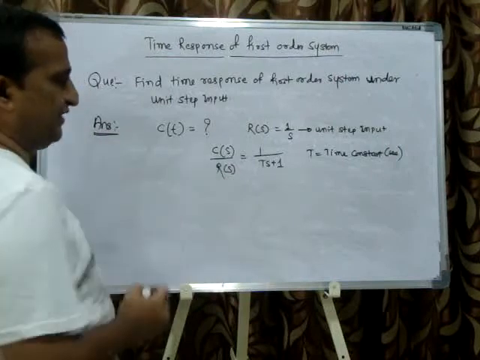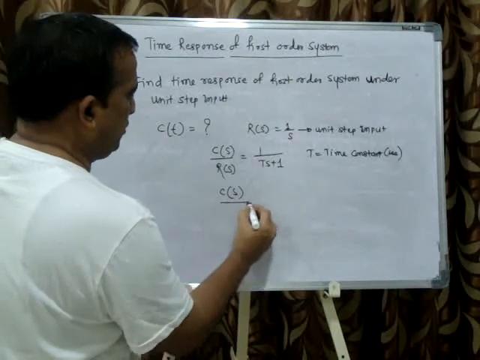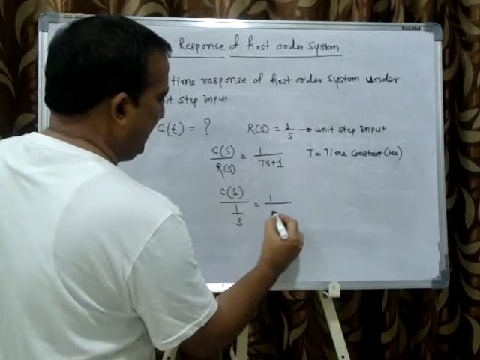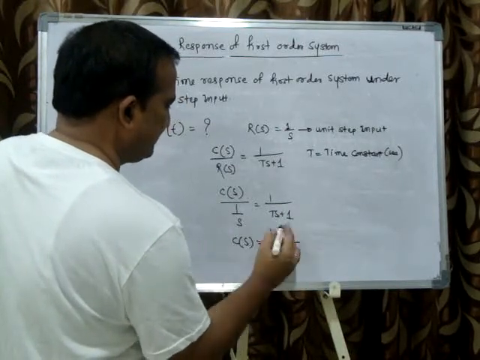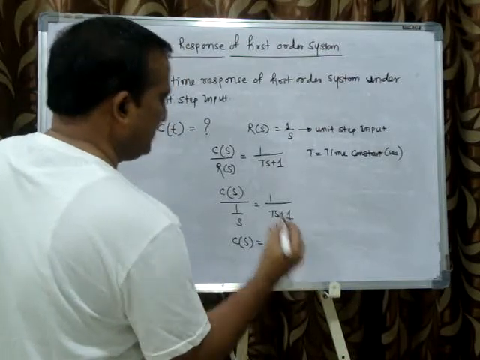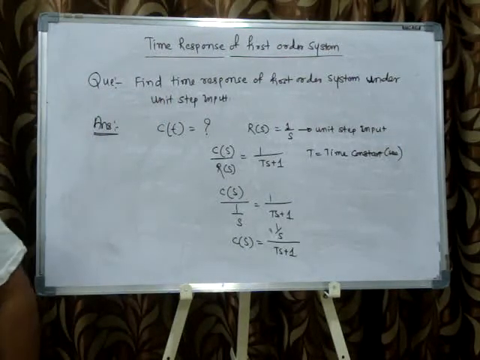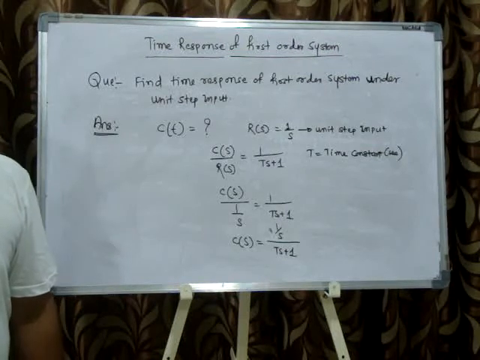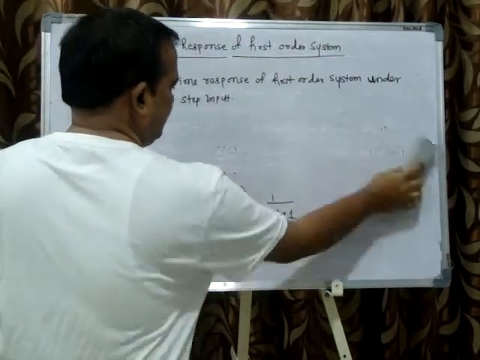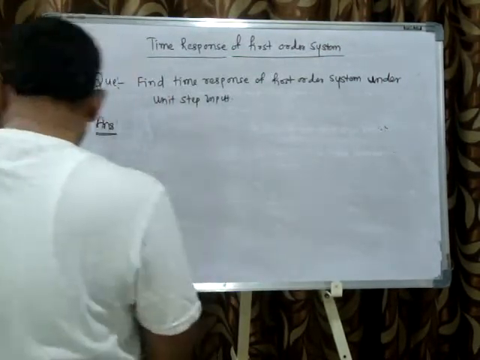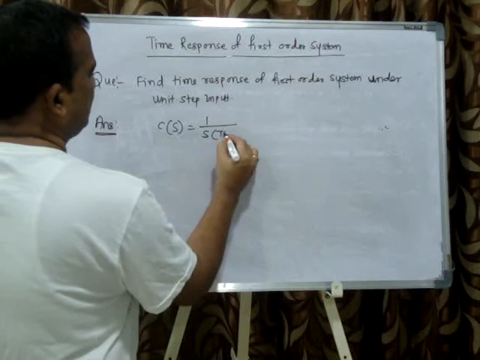Now I want to find C of t. So what I'll do, I have to substitute the given input. Here R of s equal to 1 by s, and the transfer function is 1 by Ts plus 1. So C of s equal to 1 by s(Ts plus 1). Okay, fine. Now what is the C of s? C of s equal to 1 by s(Ts plus 1).